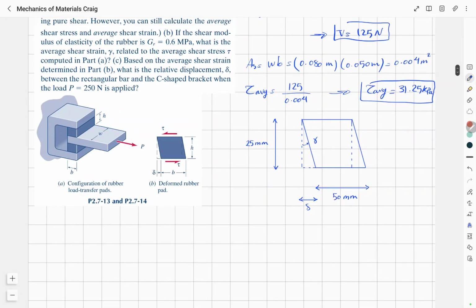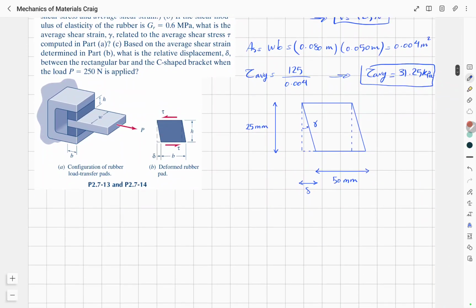Now for the second part, we can use Hooke's law for shear, which is shear stress is shear modulus of elasticity, which is G, multiplied by shear strain. So this was 31.25 kilopascal. This is 0.6 megapascal, or 600 kilopascal, multiplied by gamma. So the shear strain would approximately be equal to 0.0521 meter divided by meter.